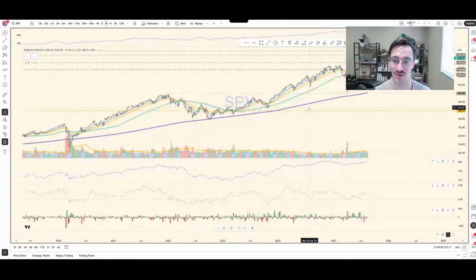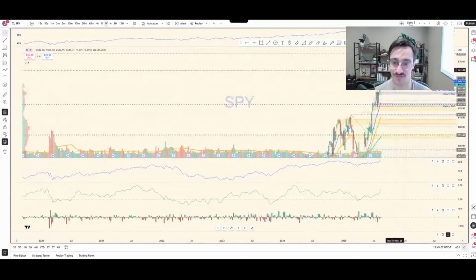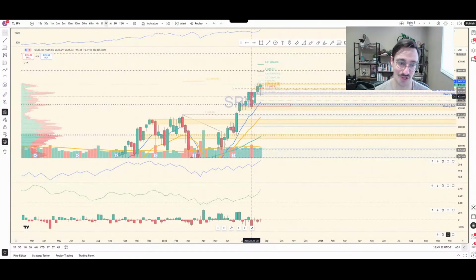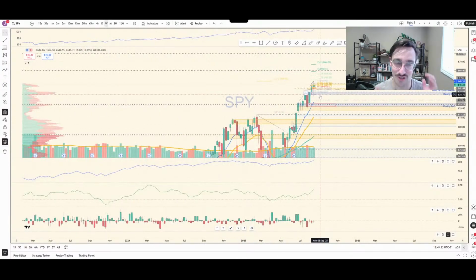For SPY, we are breaking out. Continuation breakout after double back testing, a 3-week consolidation into blue skies. These things are not bearish, folks. Go buy some stocks.